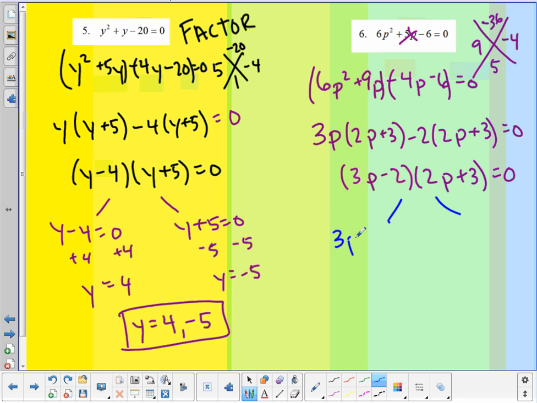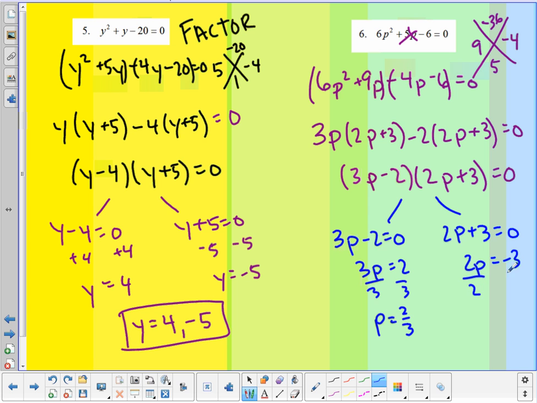So 3p minus 2 equals 0. That's 3p equals 2. Divide by 3. p is equal to 2/3. Over here, 2p plus 3 equals 0. 2p is equal to negative 3. And then divide by 2. p is equal to negative 3 halves. So if I were going to write this out together, I have p equals 2/3 and negative 3 halves.